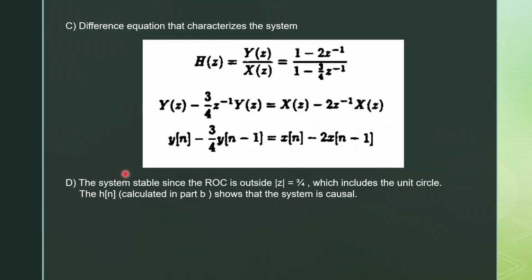To tell about stability and causality: the system is stable since the ROC is outside, that is mod z greater than 3 by 4, which includes the unit circle. From part B, where we calculated h of n, it shows that the system is causal.